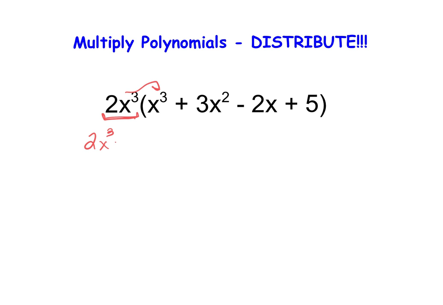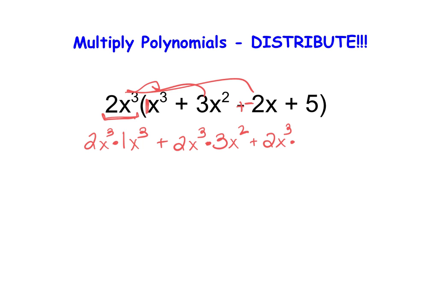So we're going to take 2x cubed and multiply it by, there's a 1 here, so we have 1x cubed. We're then going to take 2x cubed and multiply it by 3x squared. Then I'm going to use keep change here and do 2x cubed multiplied by negative 2x. And then finally we'll do 2x cubed multiplied by 5. So the first thing we do is we distribute out. And then we need to think about how we multiply these smaller terms together.